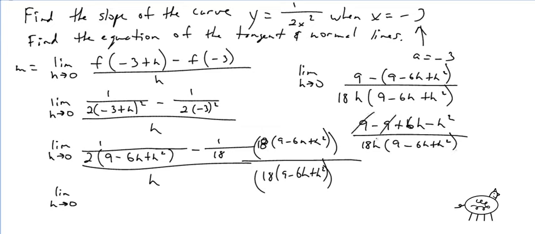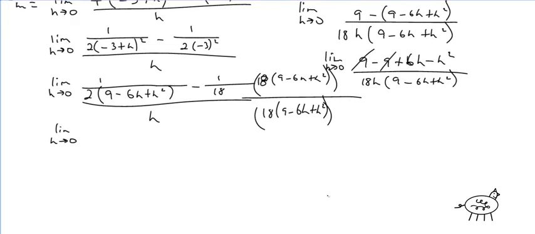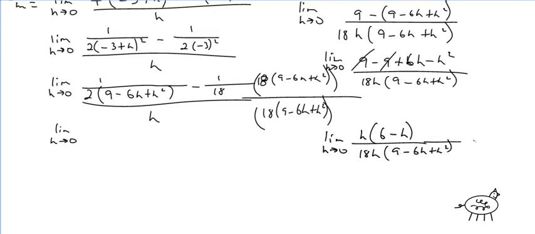The 9's cancel, so what can we do here? Well, we can factor out an h. And I didn't write limit here, which I should have. Limit as h approaches 0. I'm just running out of room here, so I'm going to cursor down a little bit. I'm going to get the limit as h approaches 0 of h times (6 minus h) over 18h times (9 minus 6h plus h squared).